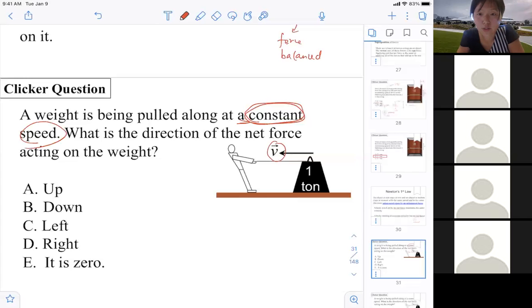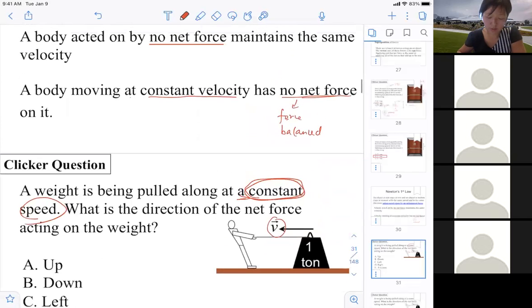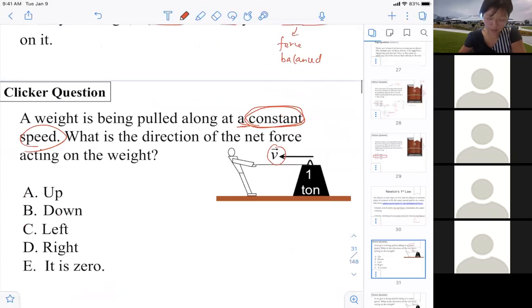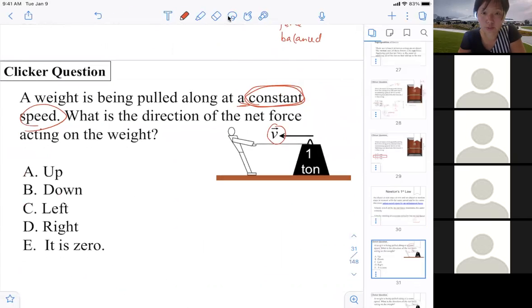Okay, so what did we just talk about here in Newton's first law? A body moving at constant velocity has no net force on it, right? Yeah. Okay, so now going back, would you say your answer will change then?